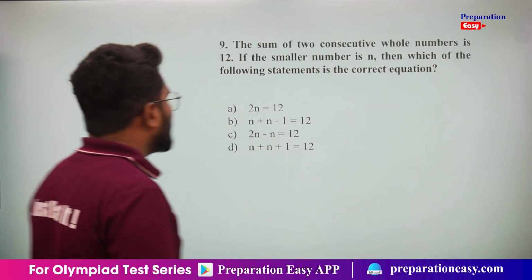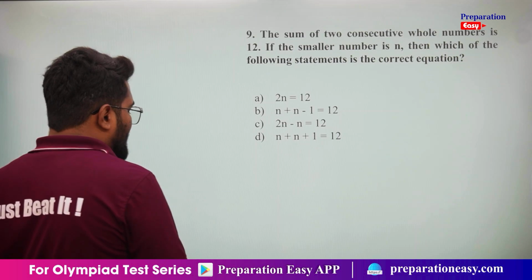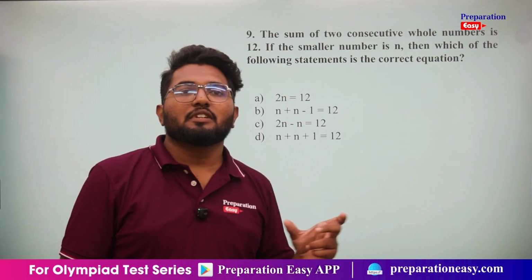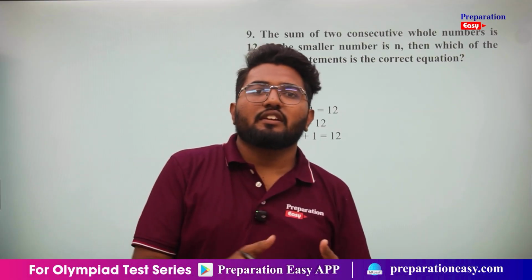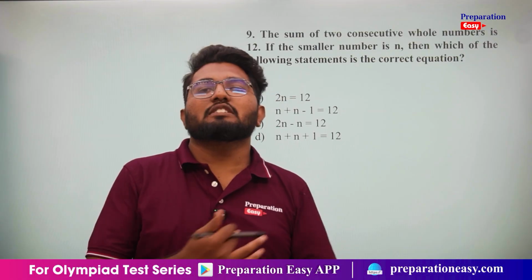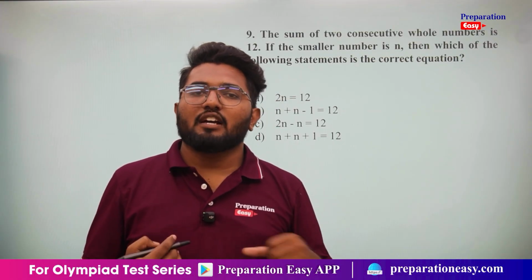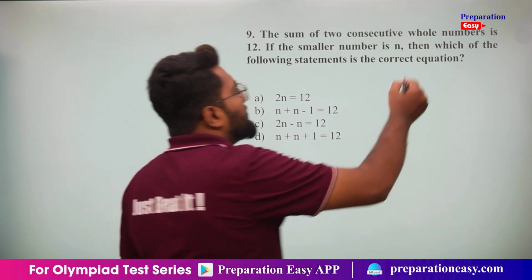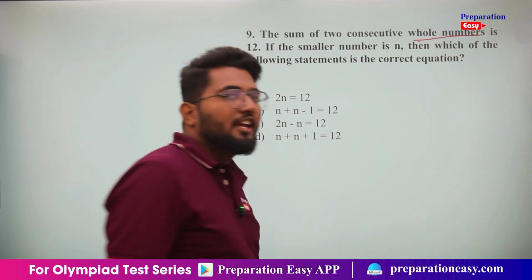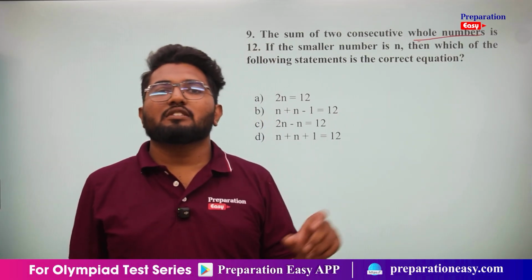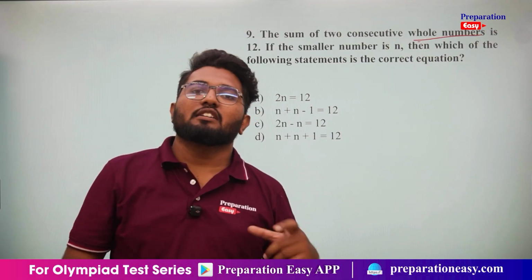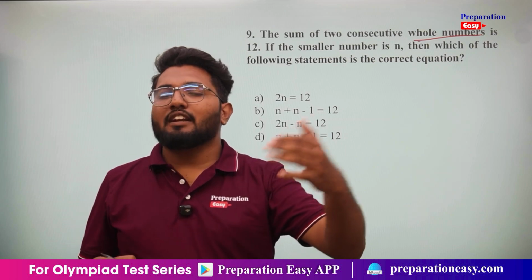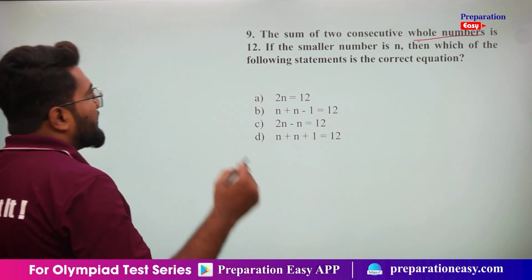Question number 9. The sum of two consecutive whole numbers is 12. What are consecutive numbers? Consecutive numbers means such numbers which are just next to the previous number. For example, 4 and 5 are consecutive, 5, 6 are consecutive, 6, 7 are consecutive. Here we are given whole numbers. If it was given as even numbers, then it will become 2, 4, 6, 8. Or if it is given as odd, then it will become 1, 3, 5 and 7. So here it is given whole numbers.